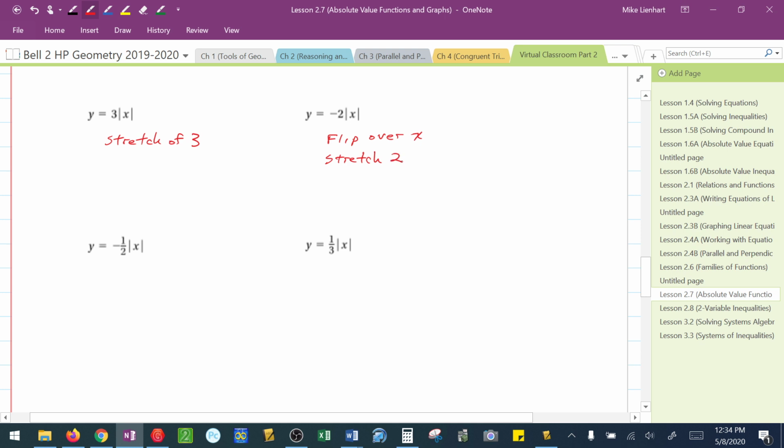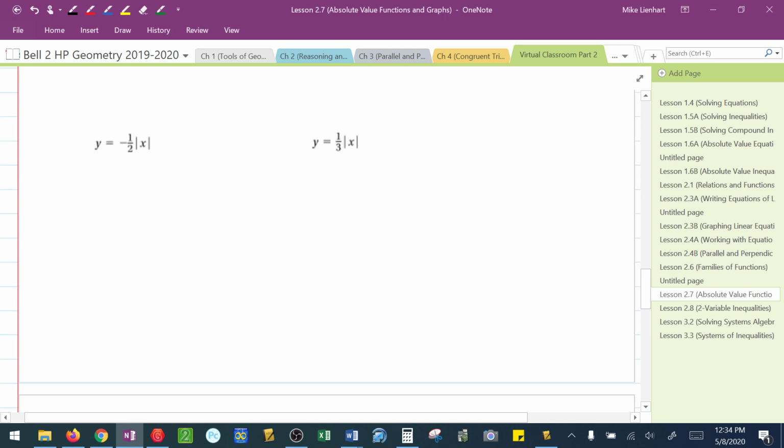So let's talk about what stretching means. Stretching means that if a point is normally at 1, 1 away from the vertex, it's now going to be, for a stretch of 2, at 1, 2 up. So that V got skinnier. Okay, that's what stretching does. For a stretch of 3, instead of 1, 1, it would be at 1, 3. Okay? All right, let's look at this next one.